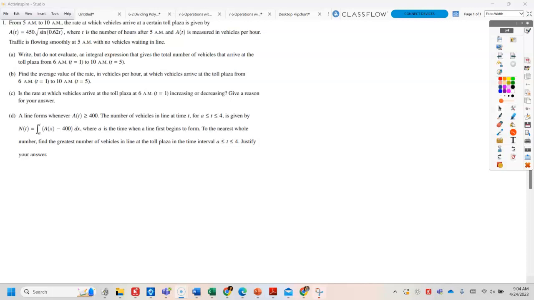5 a.m. is like hour 0, because it says that we are talking about number of hours since 5 a.m. So 10 a.m. is like t equals 5. A of t is measured in vehicles per hour, so its derivative would be vehicles per hour. Traffic is flowing smoothly at 5 a.m. That smoothly is their way of implying that the function is continuous and smooth.